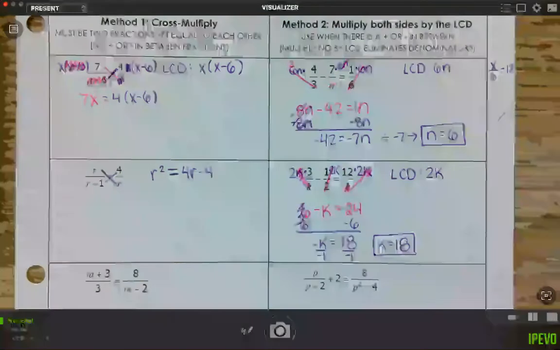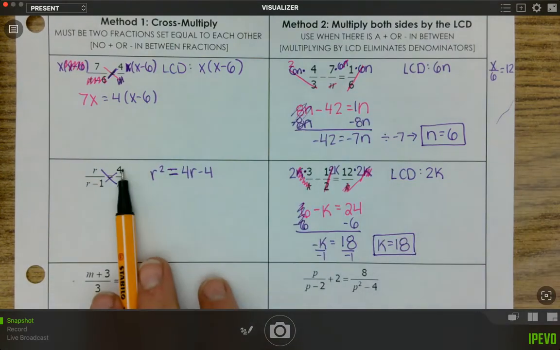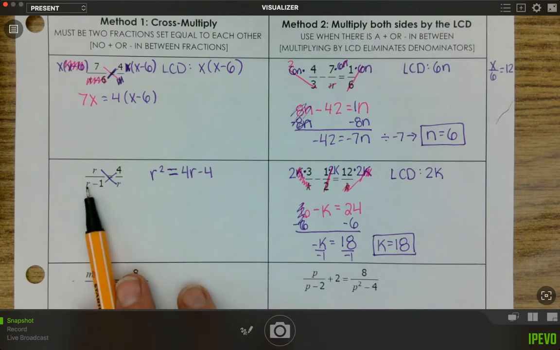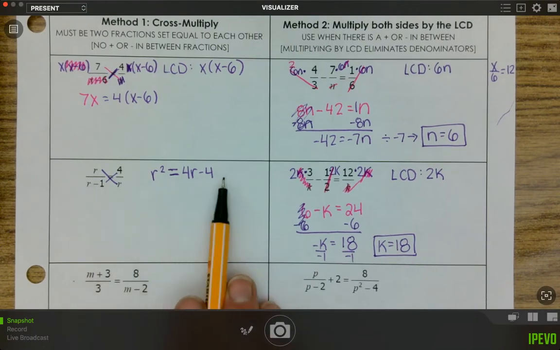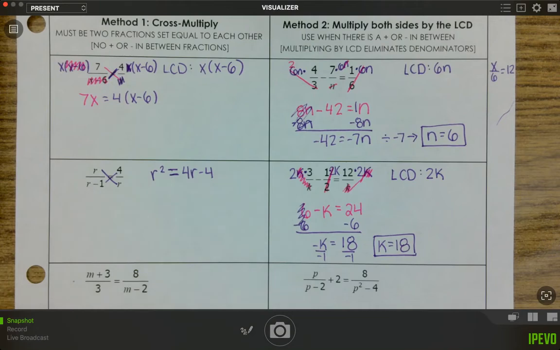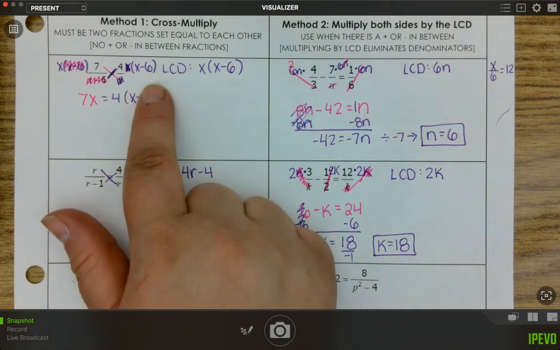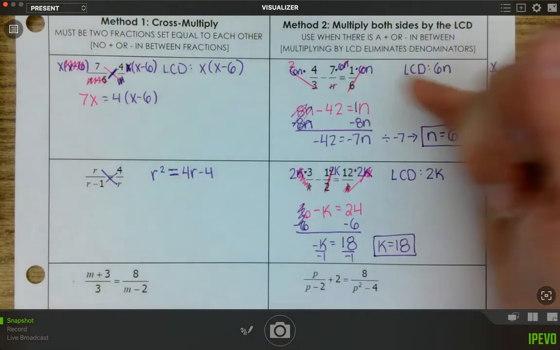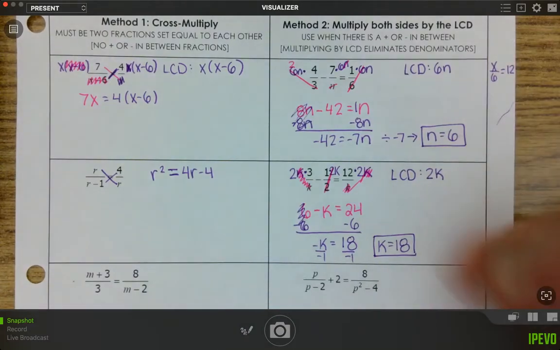Now notice how I did distribute this 4 to the r and to the -1. That's why it's now 4r and -4. That's the shortcut to this. But really all you're still doing is this same thing. It's just a little bit shorter and simpler.